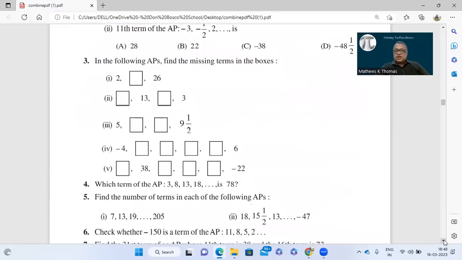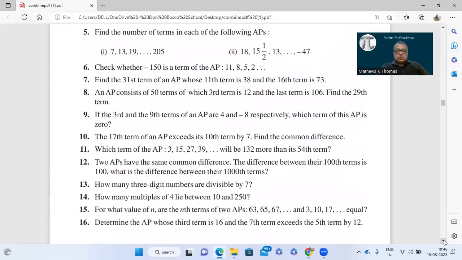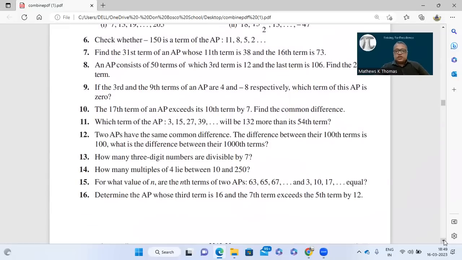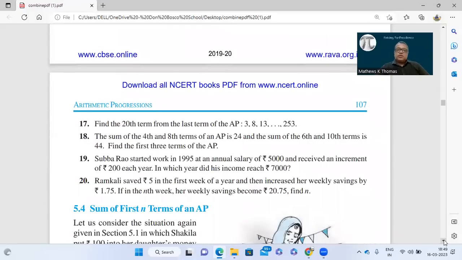Then we go to the exercises. These missing boxes can come for MCQs. And here, if you look at question number 13 and 14, they're important questions. And question number 16 is an important question. And 17 is a very important question.